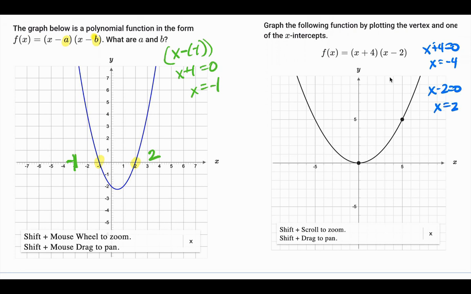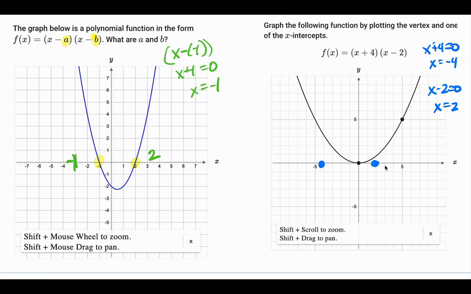So that gives us our two x-intercepts, but that doesn't tell us where the vertex is. I've got 2 and -4. Well, that's not enough to graph a parabola. I could graph lots of lines that go through that. I could make it skinny, I could make it wide. So we need to find the vertex. The vertex is the midpoint of these two x-intercepts.